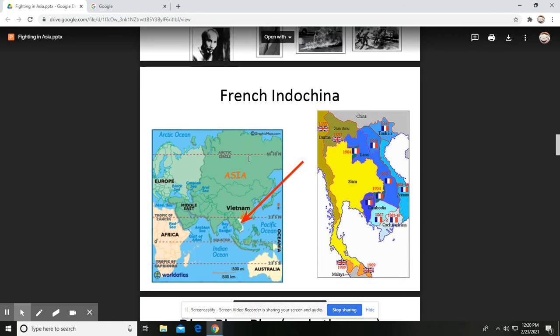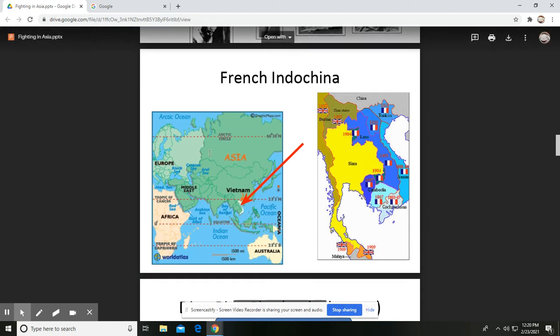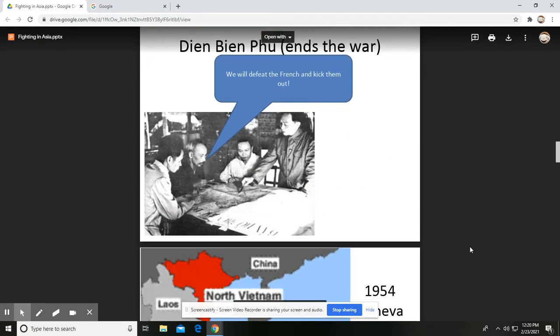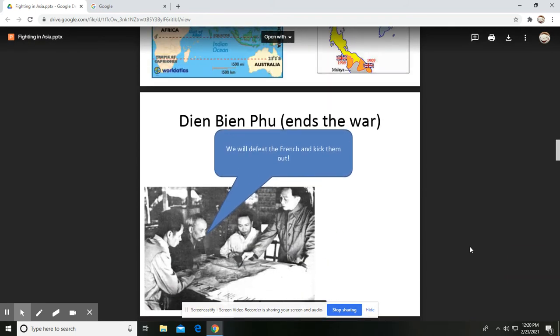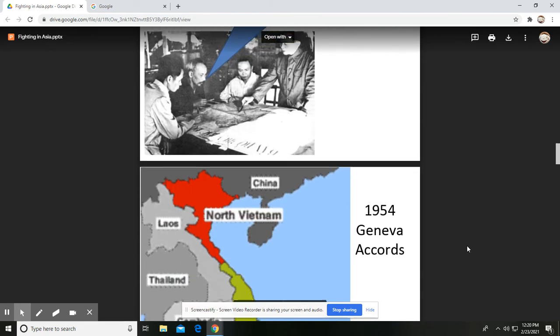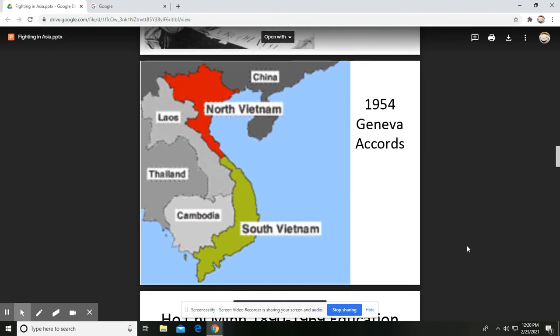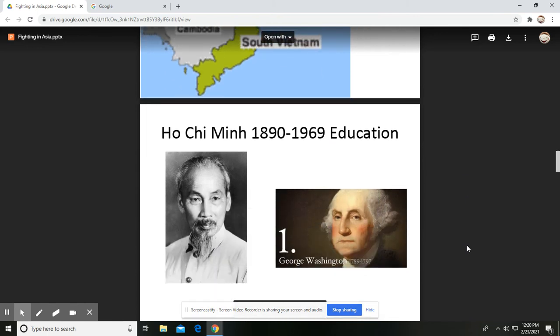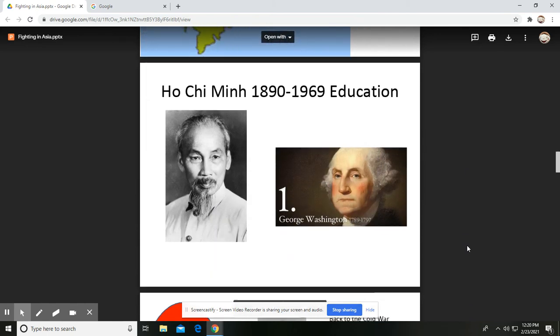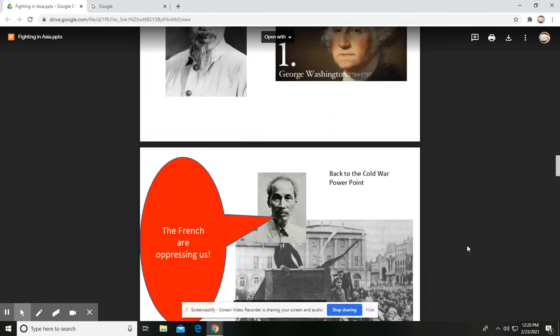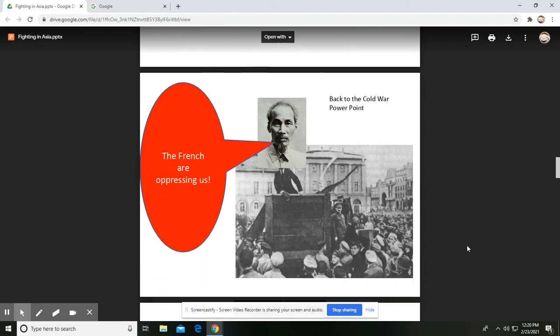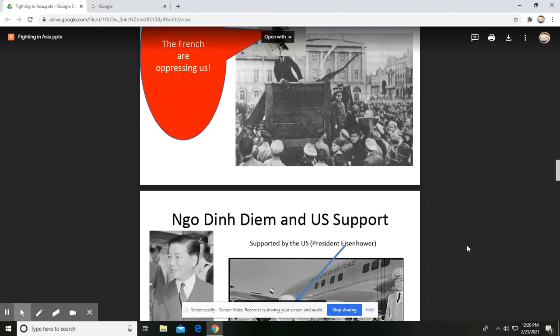So we take a look at the progression chart here. We see Vietnam controlled, or Indochina, by the French, which is why we see all of those flags here. Dien Bien Phu is the battle that ends the war between France and Vietnam. You have the 1954 Geneva Accords, which splits the country into two sections. Ho Chi Minh is trying to lead the North and unify his country, arguing that the French have been oppressing the Vietnamese people for years.